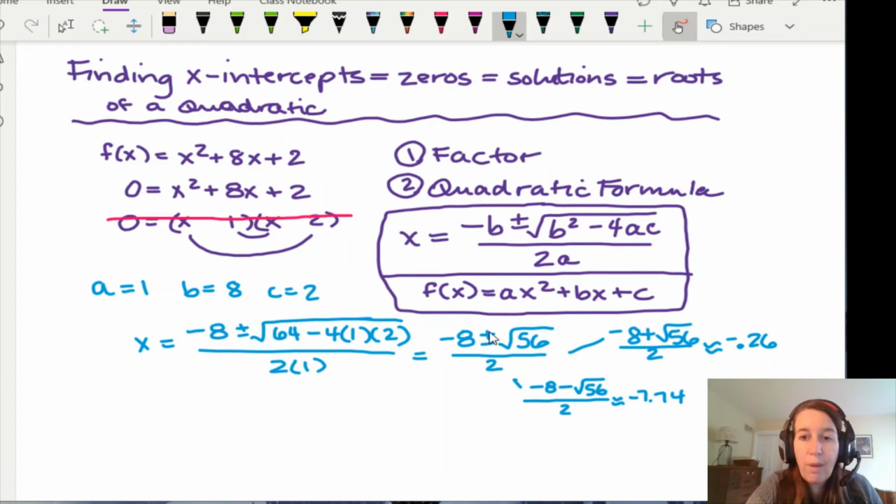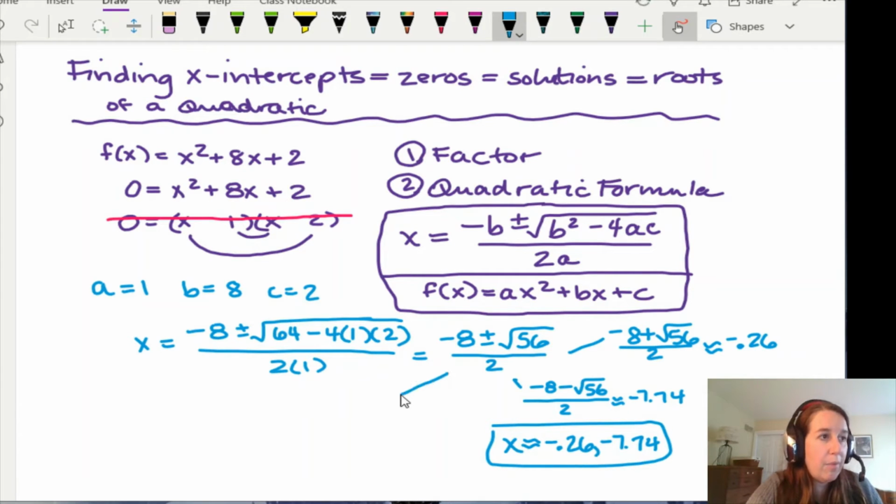This plus or minus means there's two answers. So it's -8 plus root 56 divided by 2, get that number, and -8 minus root 56 over 2, get that number. Okay, great. Those are our two solutions for x. So in other words, x is approximately equal to -0.26 and -7.74, and those would be the x-intercepts as well.